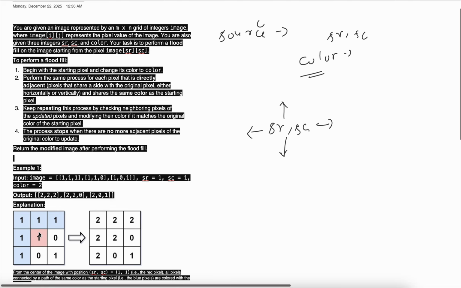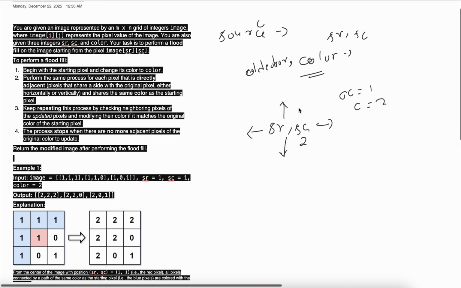Here in pink, the color of sr comma sc is 1. So there are two types of colors: one is the old color, and one is the new color that needs to be updated. sr comma sc previously has 1, so the old color is 1, and the new color we need to update it to is 2. We will update sr comma sc to 2.